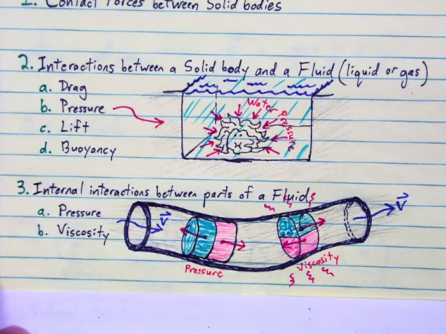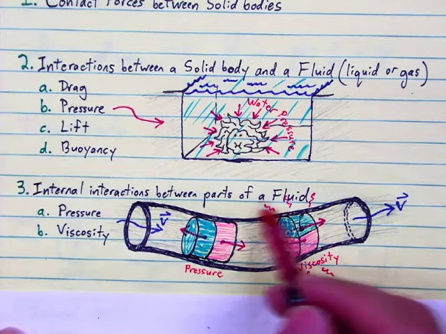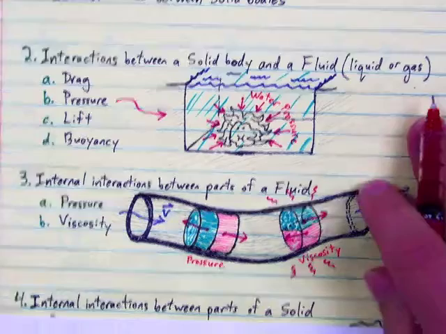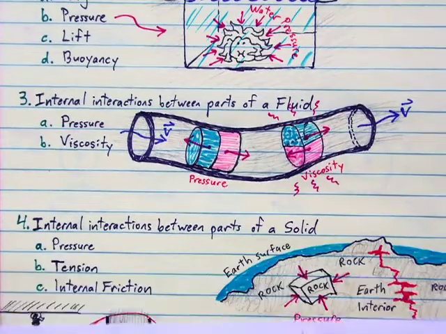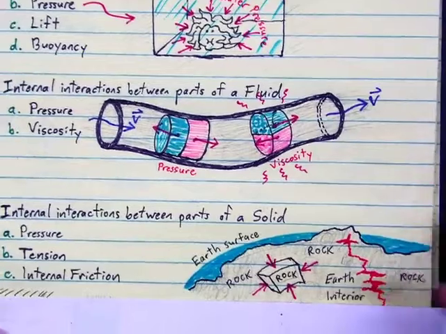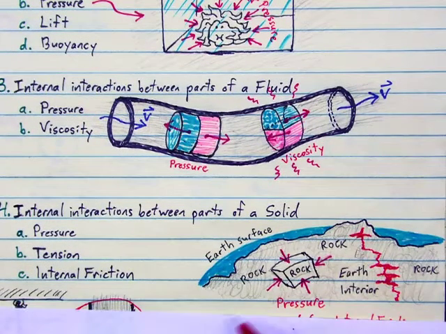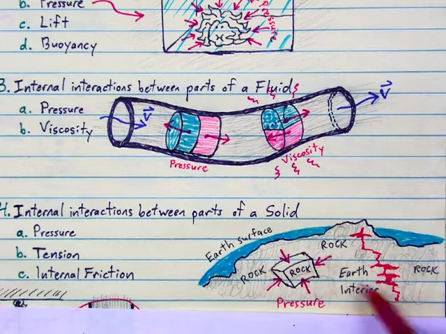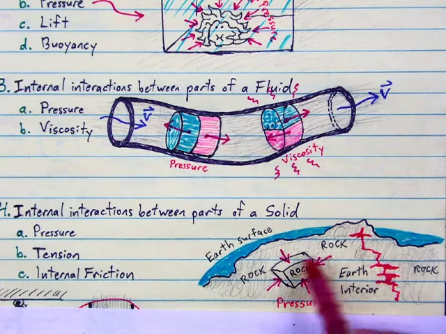How about interactions between parts of a solid? Interactions inside a solid body. Pressure, tension, and internal friction are all examples. Let's say here, if we look into the Earth, here's the Earth's interior, all this rock layered on top of rock, all these solids in contact with other solids.